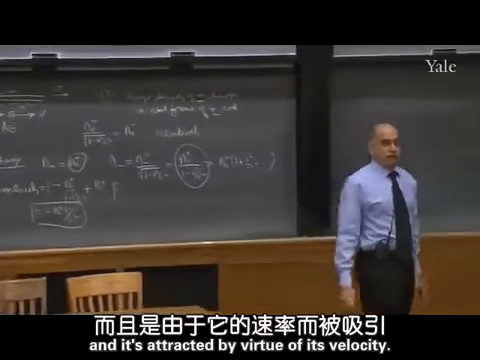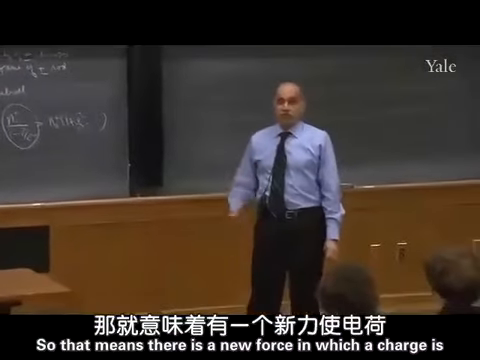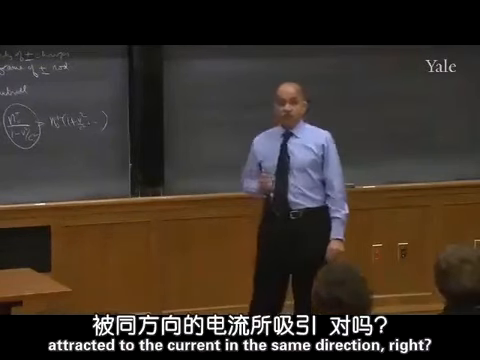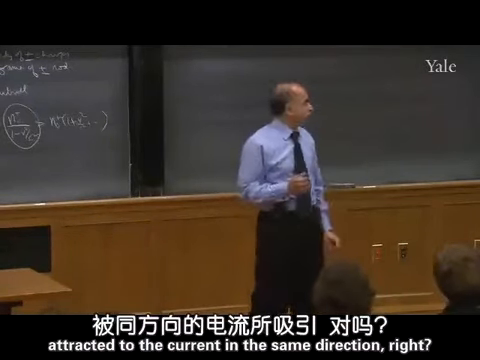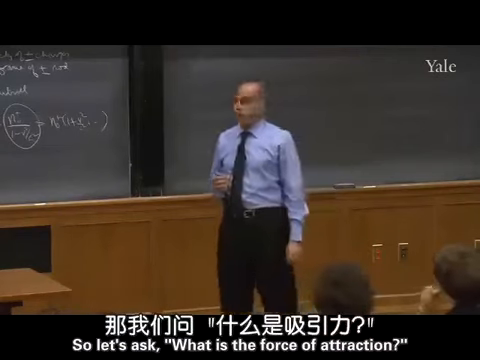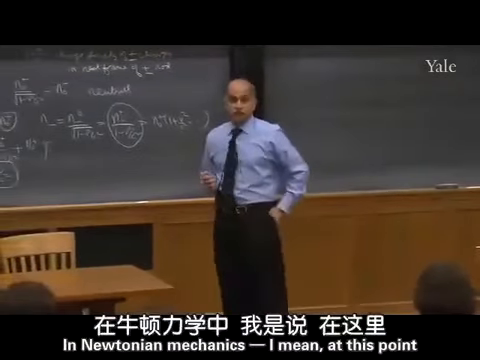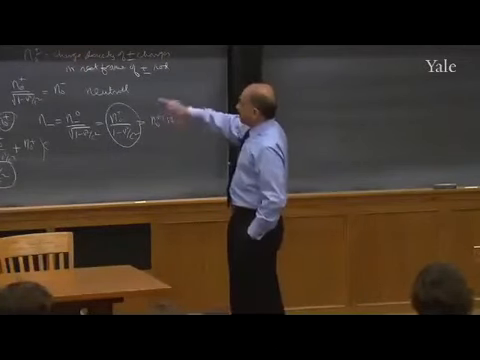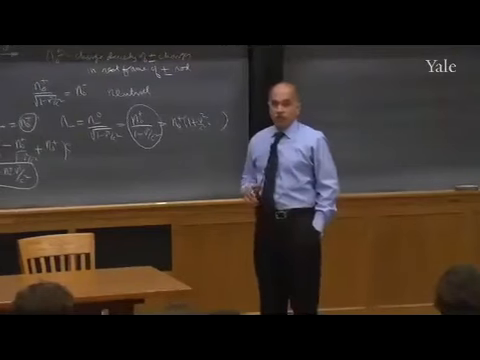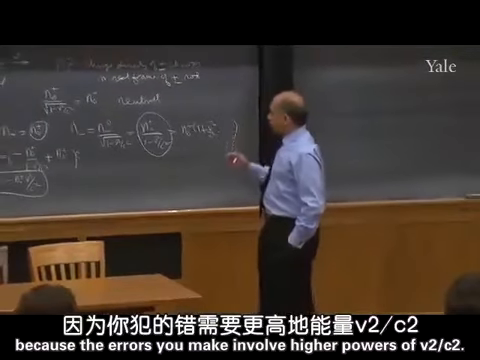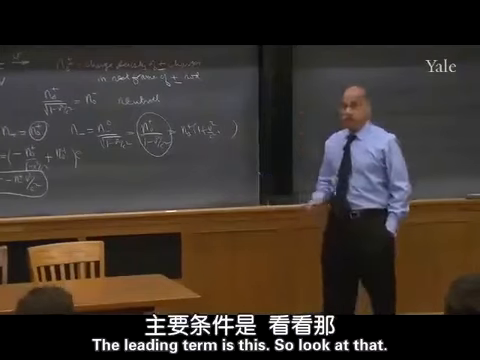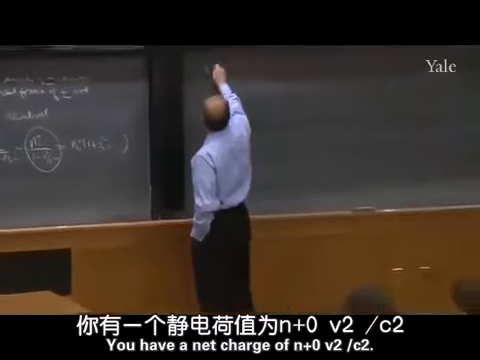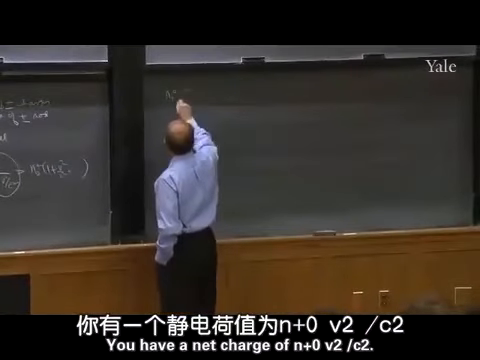And it's attracted by virtue of its velocity. That means there is a new force in which a charge is attracted to a current in the same direction, right? So let's ask, what is the force of attraction? In Newtonian mechanics, at this point, once you have this length contraction, you can just think in terms of Newtonian formulas, because the errors you make involve higher powers of v squared over c squared. The leading term is this. So look at that. You have a net charge of n plus 0 v squared over c squared.